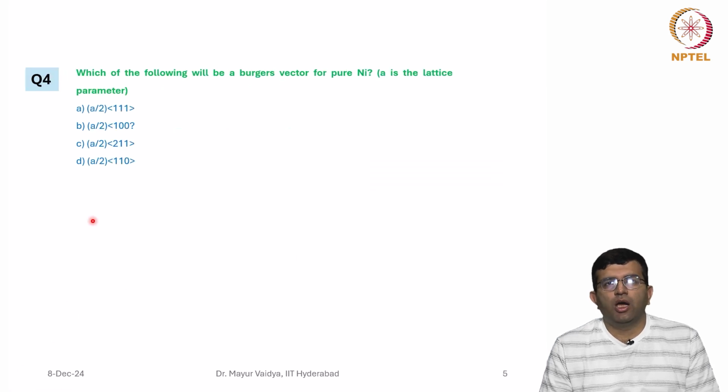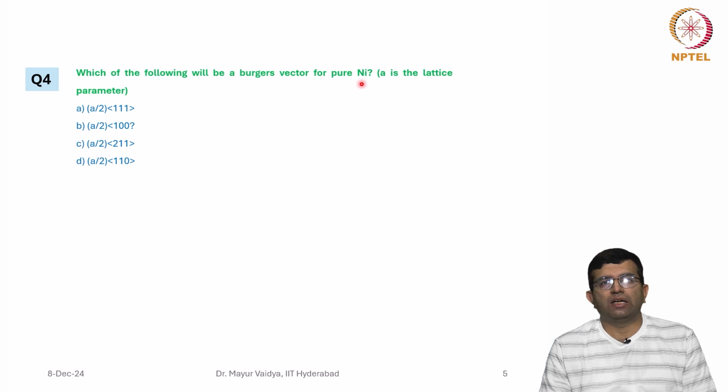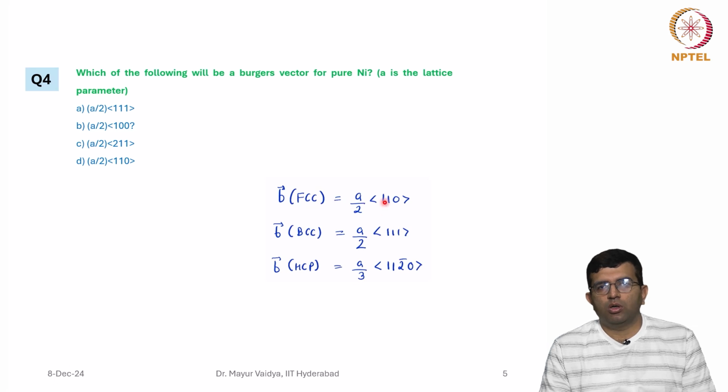Moving ahead, which of the following will be a Burgers vector for pure nickel? Here A is the lattice parameter in these options. Pure nickel has an FCC crystal structure, and we have seen the Burgers vector for FCC is actually A by 2 110.